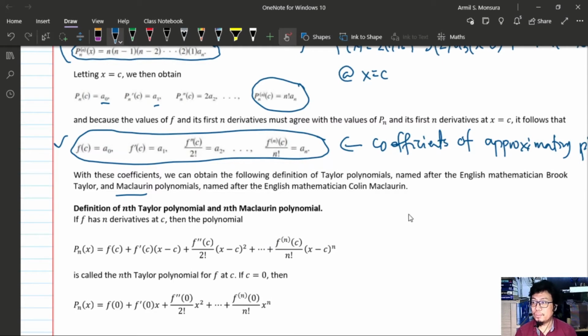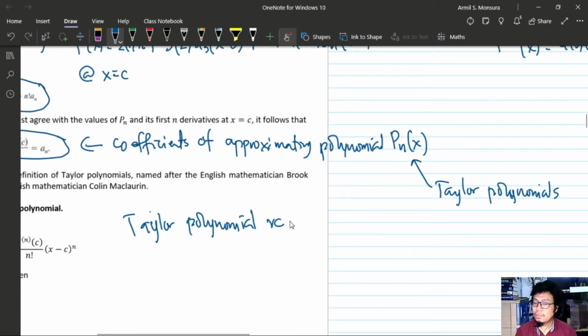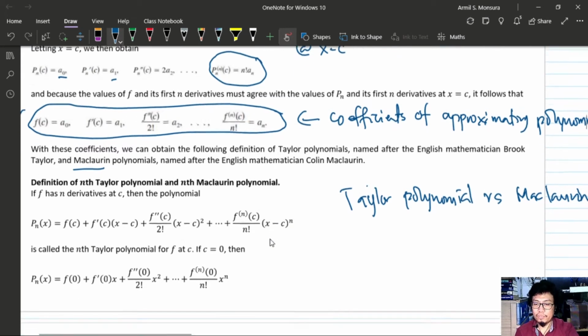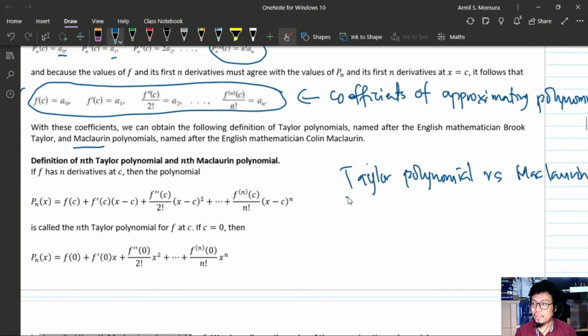Okay, so we'll settle the difference between the Taylor polynomial versus Maclaurin polynomials in this definition. So at least now, if you hear the name Taylor, it's not only the singer that would just pop up into your mouth. You now have a mathematical idea that would counter that notion that Taylor is just a singer.